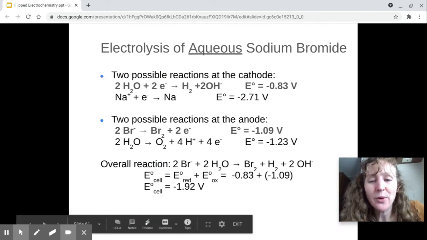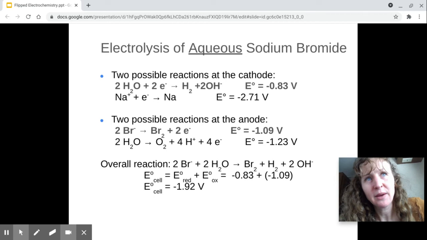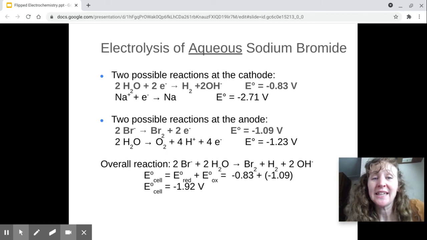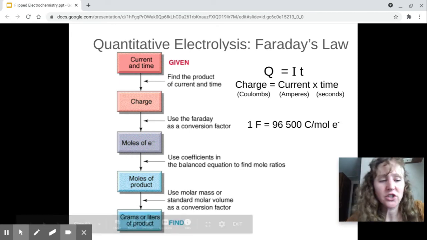Same thing with sodium bromide. I'm not exactly sure why you would want bromine or sodium for that matter, although it is fun to watch sodium in water. But again, another example of a reaction that you would need electrolysis to run in a non-spontaneous direction.